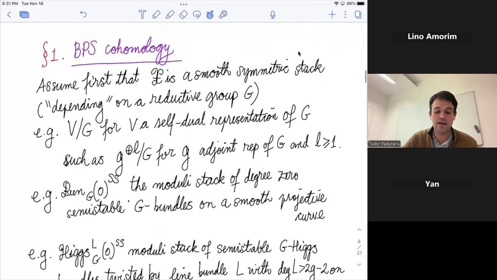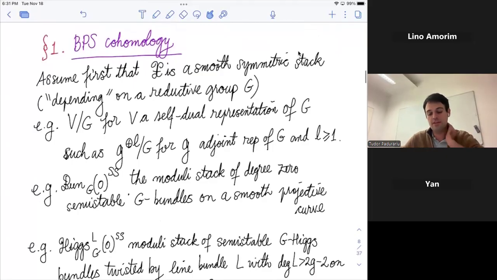So let us first, just to recap from yesterday, we had three classes of stacks we looked at. First there were smooth stacks, then zero shifted and -1 shifted. So zero shifted are related, for example, to Higgs bundles on a curve, and -1 shifted to moduli of sheaves on a Calabi-Yau threefold. First, we start with the easier case of smooth stacks.